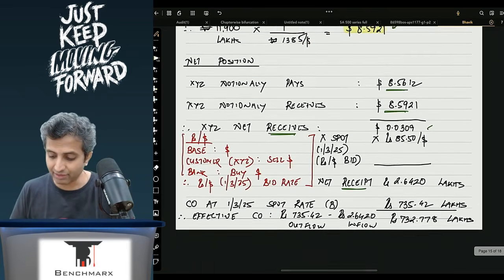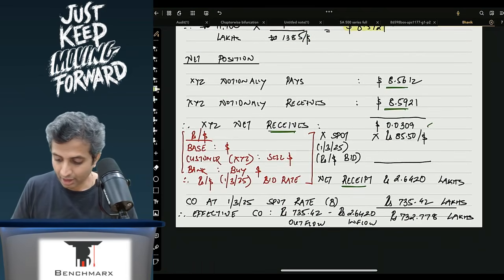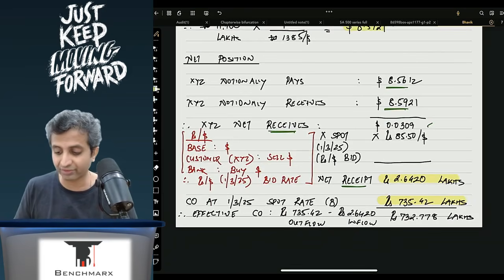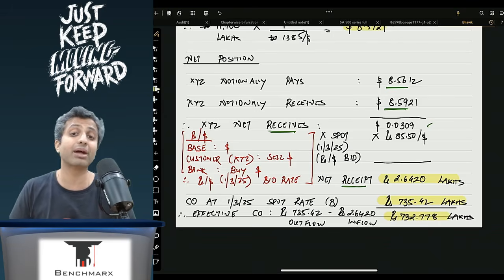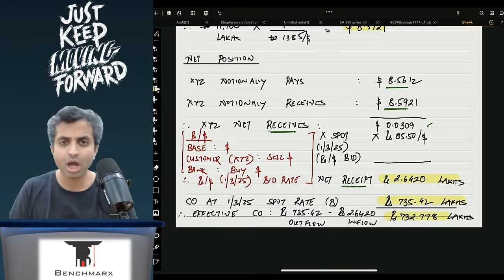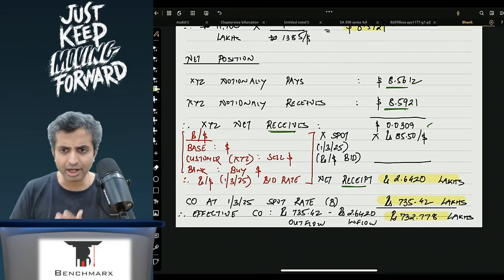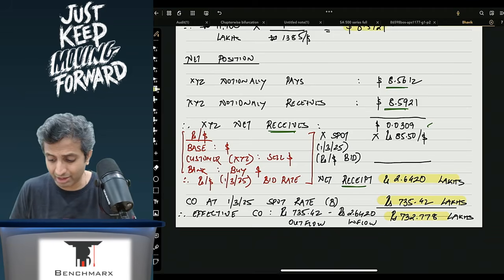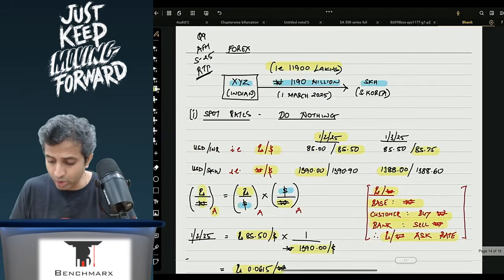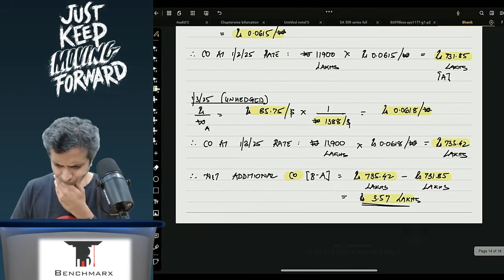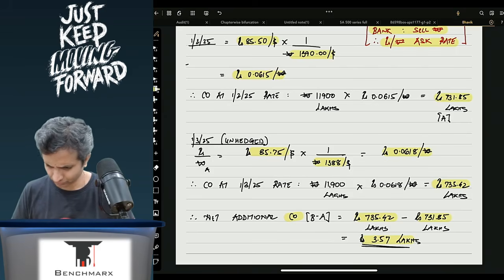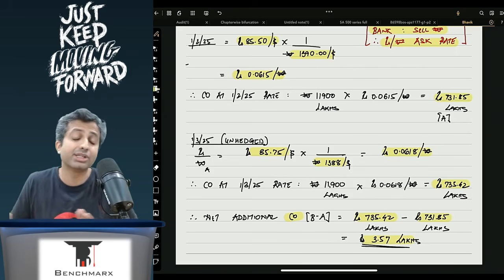So 735.42 cash outflow, 2.64 cash inflow, and hence 732 I would say is my effective cash outflow. Now I would have ended the question by comparing 732 with around 735 and decided which is the better option.